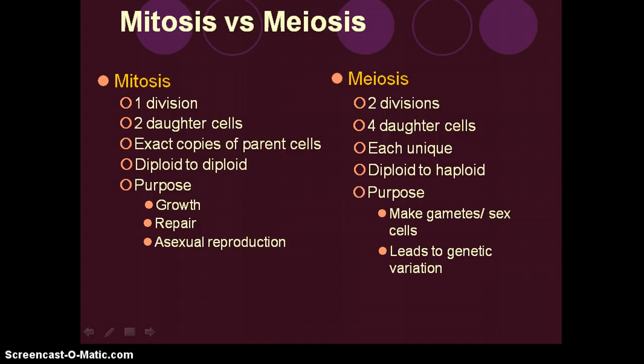In meiosis, to compare them, we have two divisions. There's 4 daughter cells that are created. Each of these daughter cells is very unique in the type of DNA that's there, on the chromosomes that are there. They are diploid to haploid, so we're getting half the number of chromosomes to make sure that when they combine in sexual reproduction, we end up with the correct number of chromosomes in the zygote. The purpose is to make gametes, or sex cells is what they're called, and it will lead to genetic variation, which is very important for species to continue thriving in a changing environment. We'll get to that more in evolution.